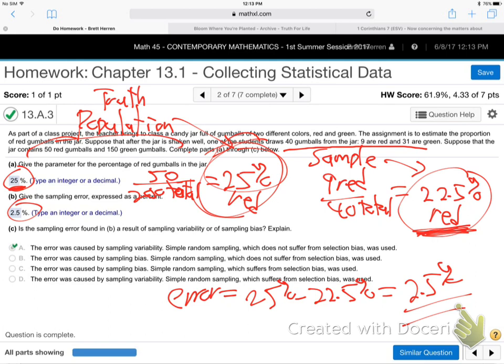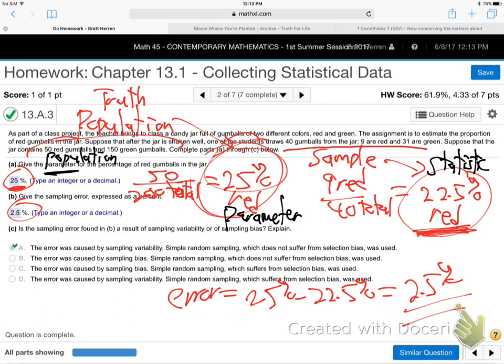Parameter. Why? What does parameter mean? Remember? PP. Parameter, population. Parameter goes with population. Sample goes with statistic. You want to know SS and PP. A statistic comes from a sample. So this over here is a statistic, whereas this is a parameter. You got to really know those words.